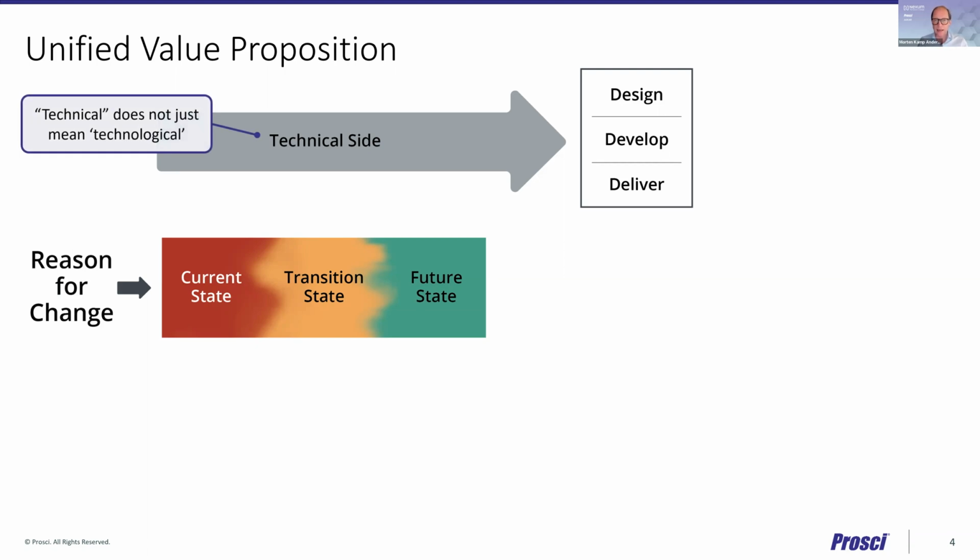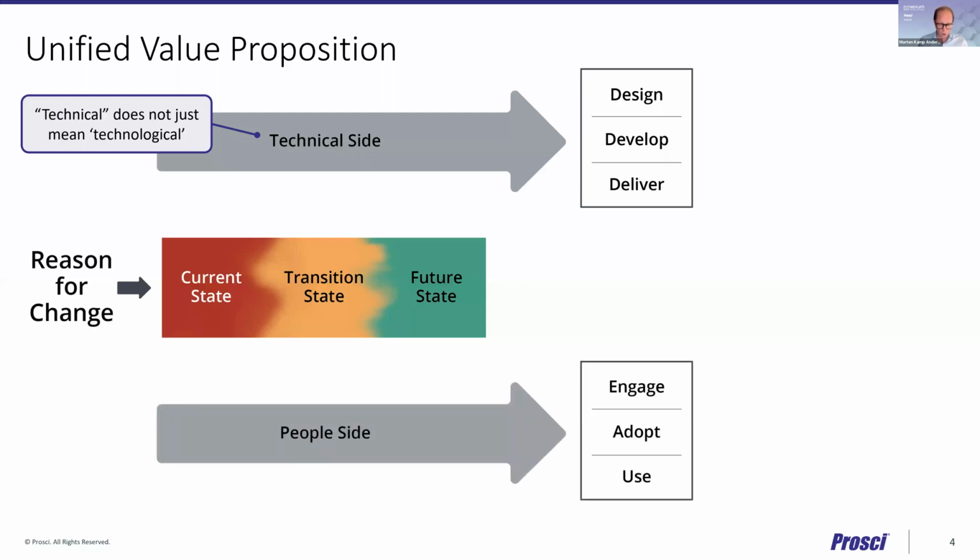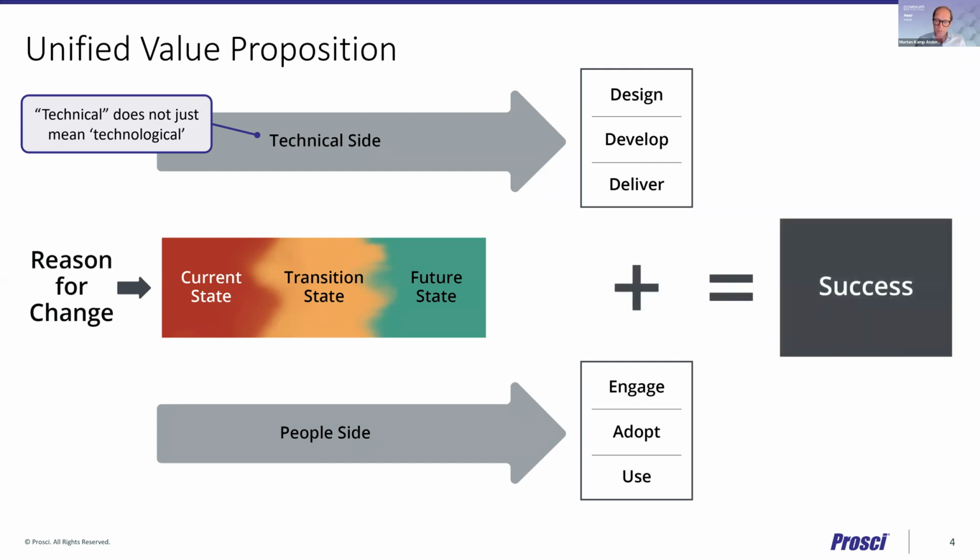It really can be anything to do with the change. If it's a new mindset, then it's defining that new mindset. If it's new job roles, then it's creating those new job roles. And if it's an IT system, it's the IT system itself. But then there is also a people side. That's where we help our employees engage, adopt, and use the solution to bring it to life when they show up. And it is when both of these, and only when both of these come together, that we deliver a successful change within the organization.